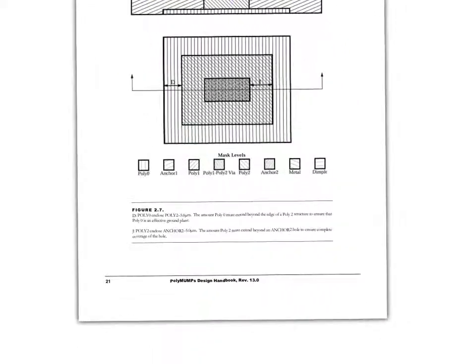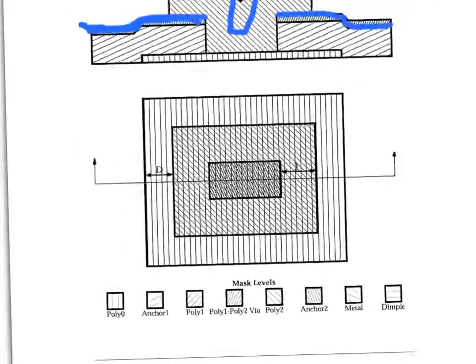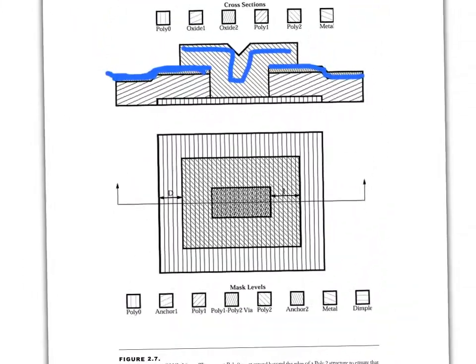And if you look at the design rules for this one, it says poly 0 encloses poly 2 by 5 microns. It's not 4 now, it's 5. So let's take a look at that. Poly 0 encloses poly 2. So which one's bigger? Poly 0 encloses. So your landing pad has to be bigger than this structure that you're connecting to by at least 5 microns. Why? Why is it 5 and not 4 like the other one? Any ideas?